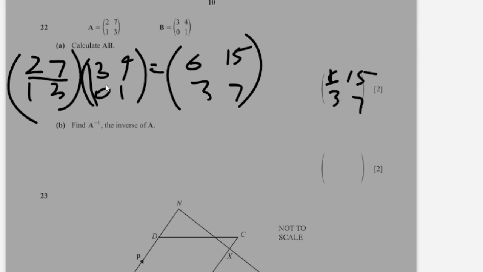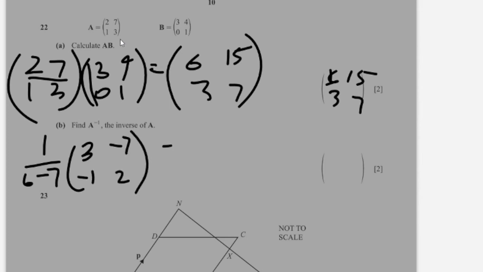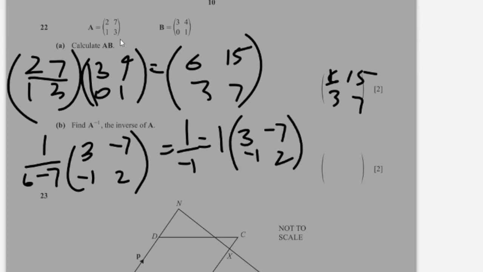B. Find A inverse. So we have 1 over AD, which is 2 into 3, 6, minus BC, which is 7 into 1, 7. Then D, which is 3, negative B becomes negative 7, negative C, and A. So here we have 1 over negative 1, which is equal to 1 into 3, negative 7, negative 1, and 2. Okay, I forgot the negative sign over here. And now we multiply negative 1 with the bracket. The answer would be negative 3, 7, 1 and negative 2.